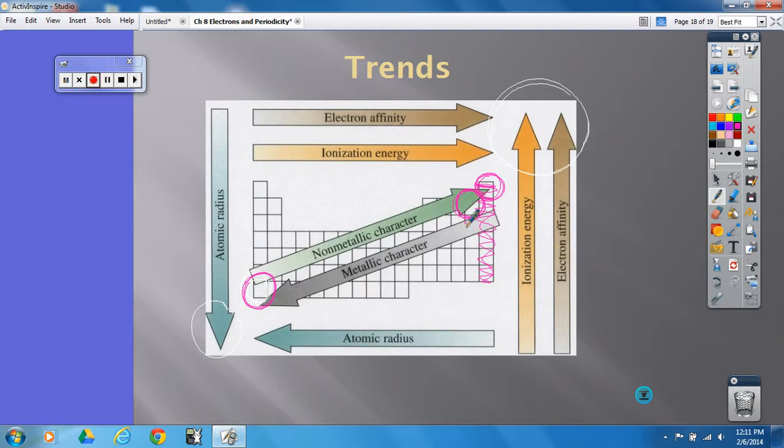So as you progress to the upper right, you increase your non-metallic character. As you progress down to the lower left, you increase your metallic character. Are there any questions?